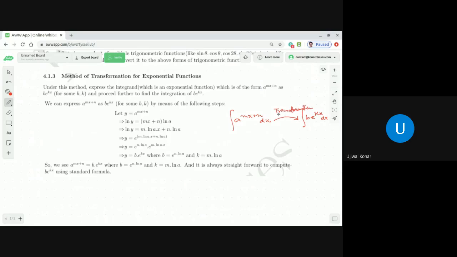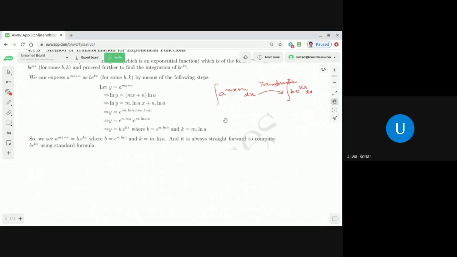What is b? b is a real constant. k is also a real constant. Why so? Because we know the integration of e power x. That is why we are doing this transformation. Correct. For example, let me tell you.